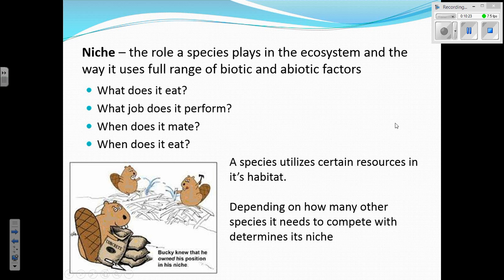A species utilizes certain resources in its habitat, and depending on how many other species it needs to compete with determines its niche. So if you think of a lake, and there's all kinds of different species of fish in a lake. You have the bottom feeders that hang out along the bottom of the lake that will eat the organisms that are down there. And then you have fish that hang out in the middle of the lake that eat the organisms that also hang out in the middle of the lake. And then you have ones that are at the top of the lake and will even eat the organisms at the top of the lake. They each are occupying their own little niche of the lake. That's what that means. I also have uploaded a video to my website that goes into depth about 3 different organisms that live in a watering hole and how they have occupied their niche.